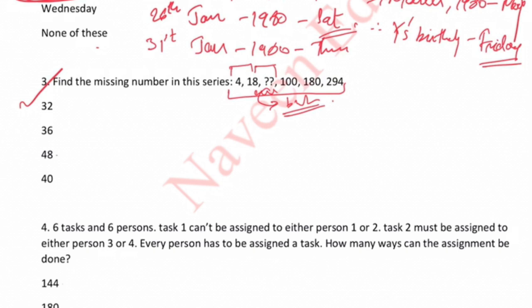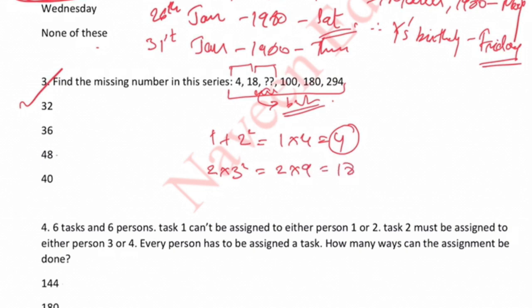So I will say the trick here is 1 into 2 square, which is 1 into 4, equal to 4. That is the first term here. Coming to the next one, 2 into 3 square, which means 2 into 9, equal to 18. I think it's almost right to our assumption. Next is 3 into 4 square. You know 4 square is 16. 3 into 16 is equal to 48.